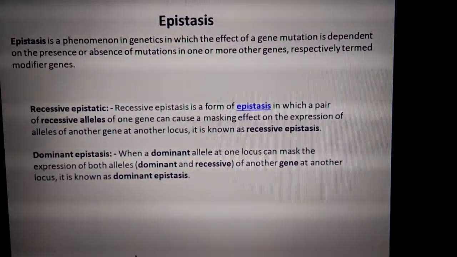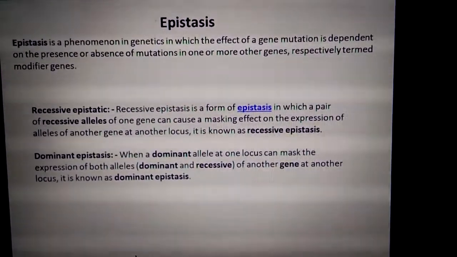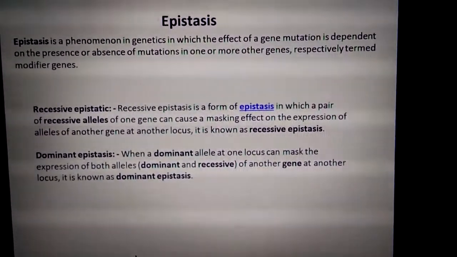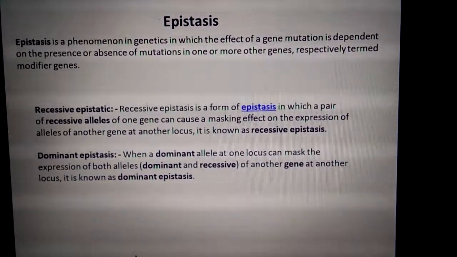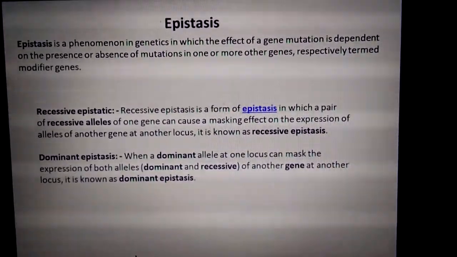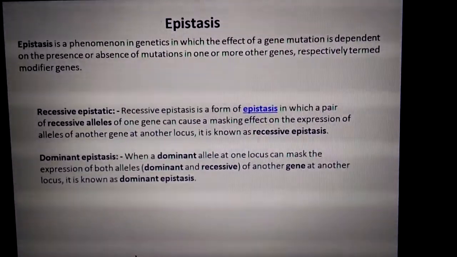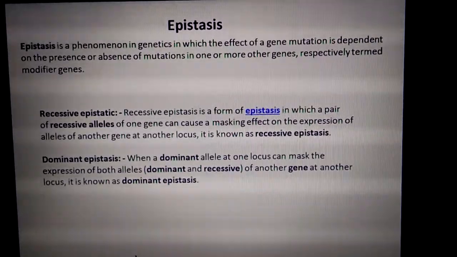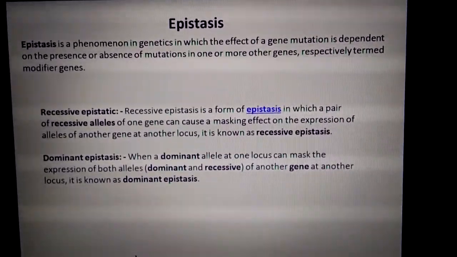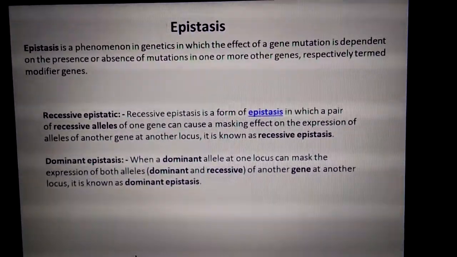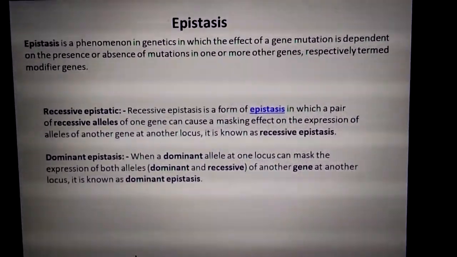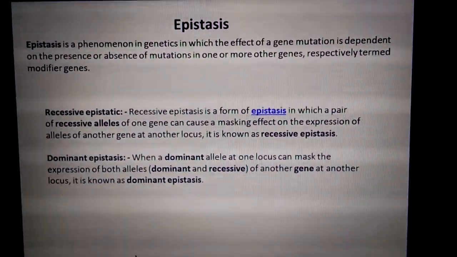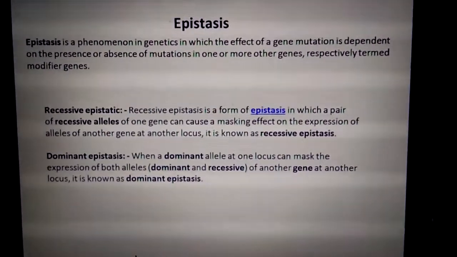Epistasis can be of two types. One is known as dominant epistasis, another is recessive epistasis. In dominant epistasis, a dominant allele at one locus can mask the expression of both alleles of another gene at another locus. But in recessive epistasis, the recessive allele of one gene can cause a masking effect on the expression of alleles of another gene at another locus. Let's take examples and understand the details of dominant and recessive epistasis.